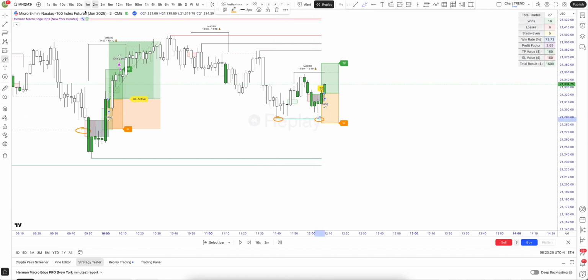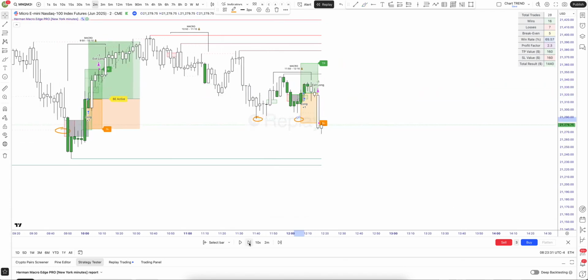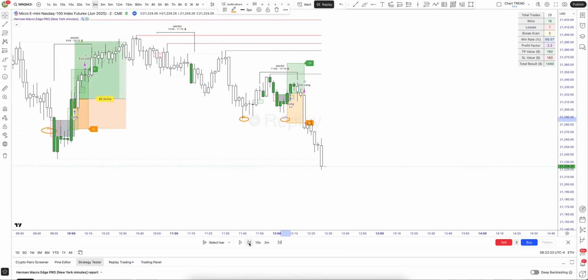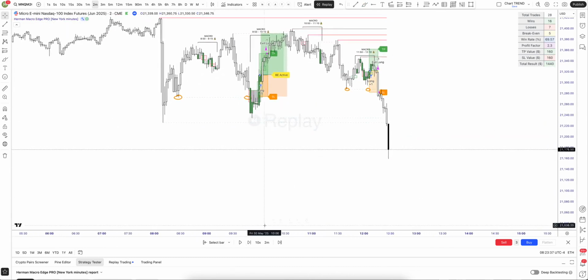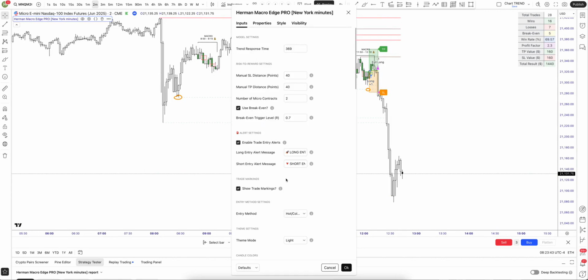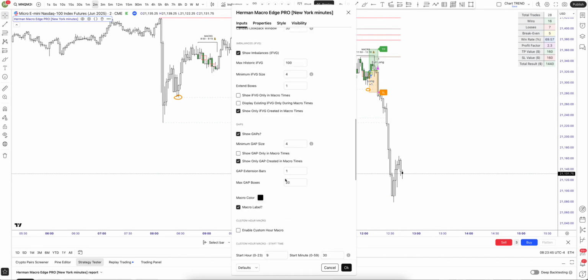Does this really look like a solid high-probability setup? Would you take every trade signal just because it triggers? I wouldn't. Alright, let's take a look at the next macro time window. You can adjust liquidity levels in the settings. Just pick the mode that fits your trading style.